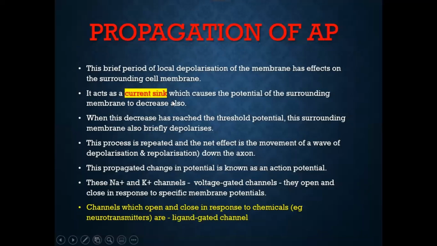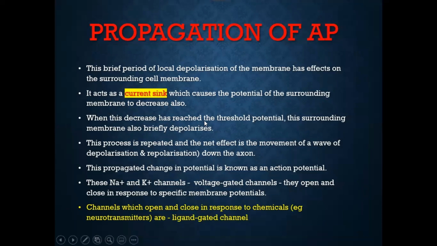So it acts as a current sink, which causes the potential of the surrounding membrane to decrease also. One axon already developed a proper action potential. This proper action potential will act as a stimulus for the nearby axon to start opening the slow sodium channel, and the resting membrane potential slowly will become less negative and reach the threshold potential, and thus that axon will start having another action potential. So this is propagated from one axon to another axon.